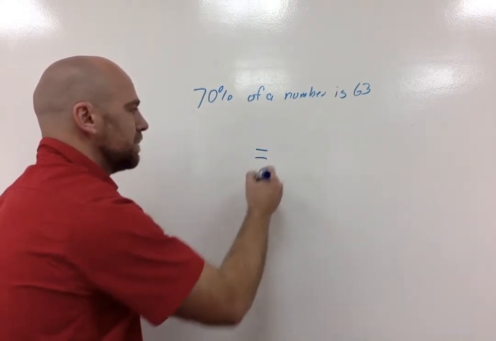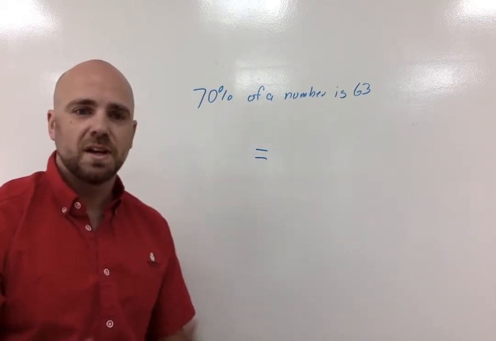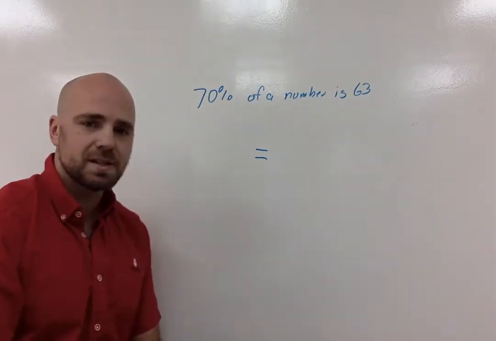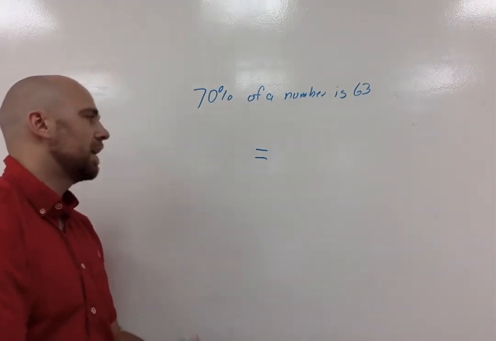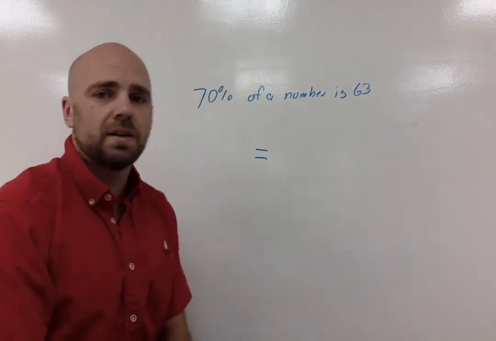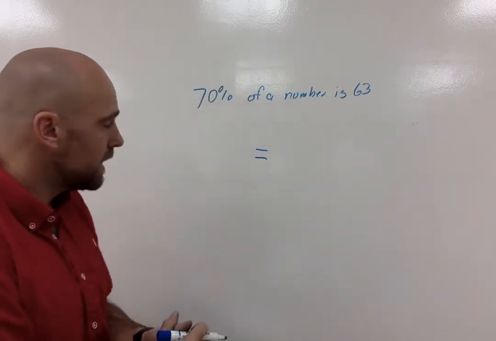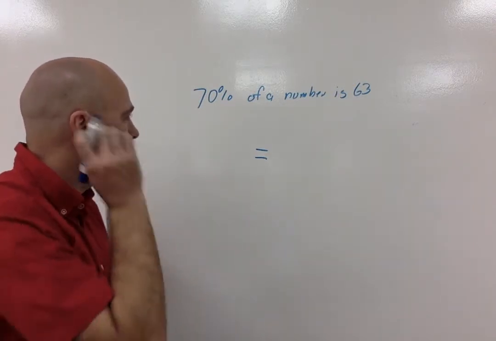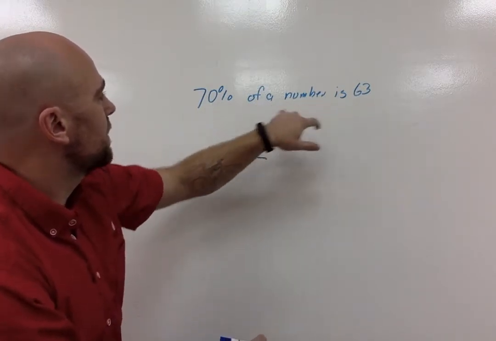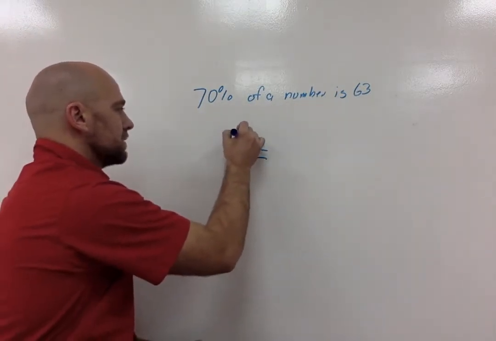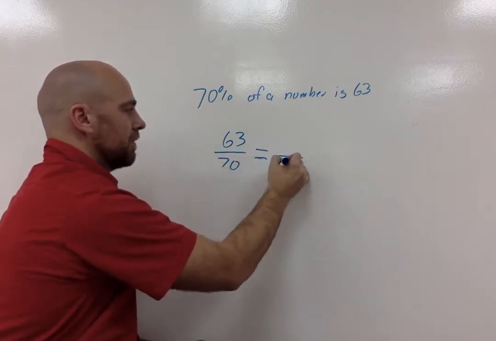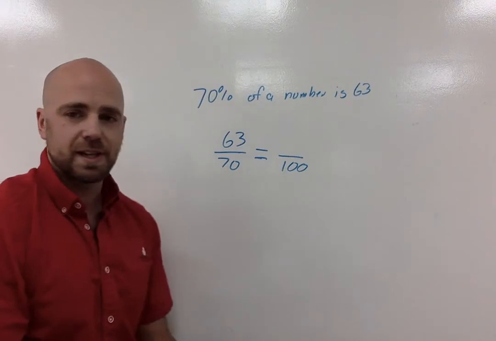These are going to be what we might call equivalent fractions. There are several ways to do this, and I'm going to show you this way first, because this is probably the way that most of you are going to use it, and then I'm going to show you a secondary way. The first way is we're going to connect these things. I'm saying that 63 is 70, but what I'm looking for is, what's 100%?